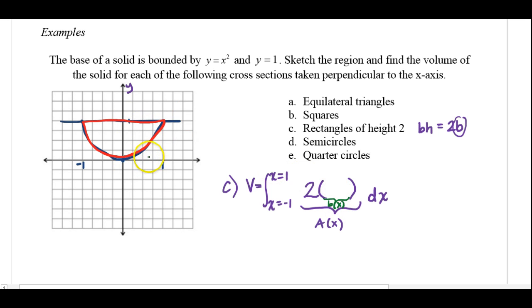So once again, let's choose some generic x value and think about drawing my rectangle of height 2. So what we're imagining here is that here is the base of the rectangle that extends from this top function, which was y equals 1, to this bottom function, y equals x squared. So this right here is b of x. This is the base. And my height, no matter where I'm at on the x-axis, is always 2.